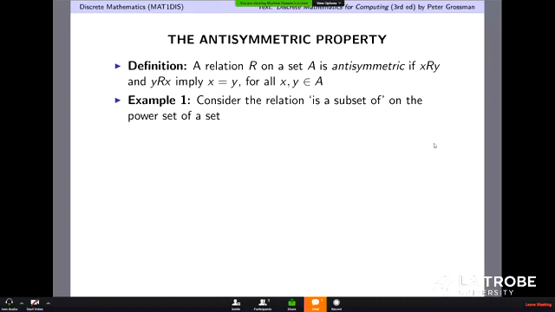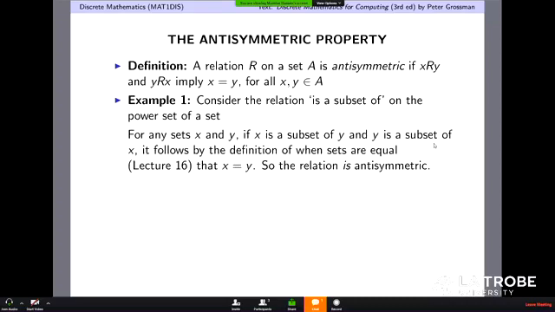Consider the relation "is a subset of" on a power set. For any sets X and Y, if X is a subset of Y, and Y is a subset of X, that can only happen when X and Y are the same. In other words, X is contained in Y and Y is also contained in X, that can only happen when both of them are the same. Otherwise, not possible. So that's an example of anti-symmetric.